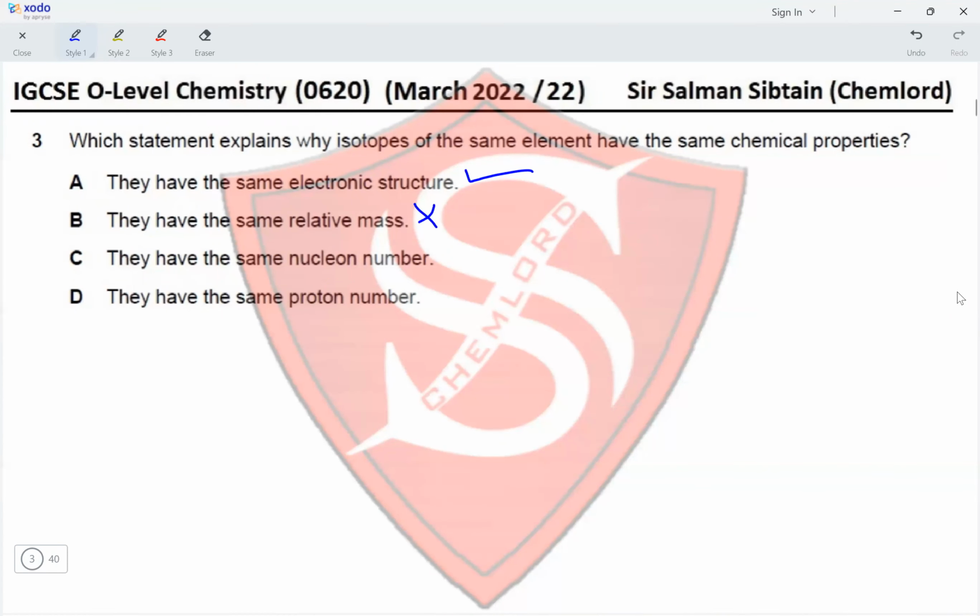They have the same nuclear number. No, they have different nuclear number. They have the same proton number. They don't have the same proton. They have the same number of protons. They don't have the same proton number. So option A is the correct option for this question.